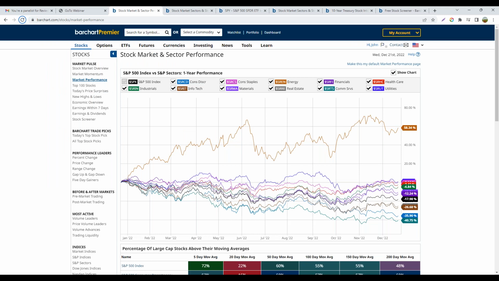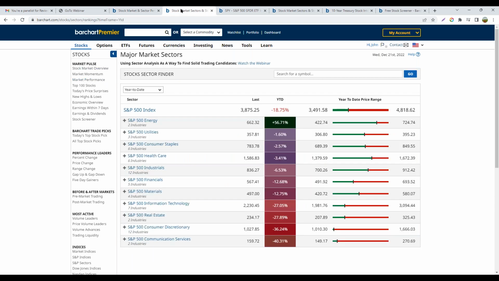So how do we make sense of all this? How do we make sense of charts like this spaghetti chart in terms of sector performance? Or what clues can we look for from past performance to find the next investment opportunity?